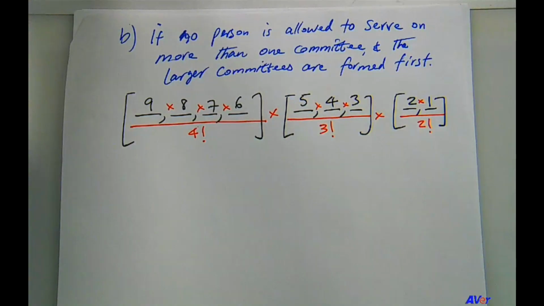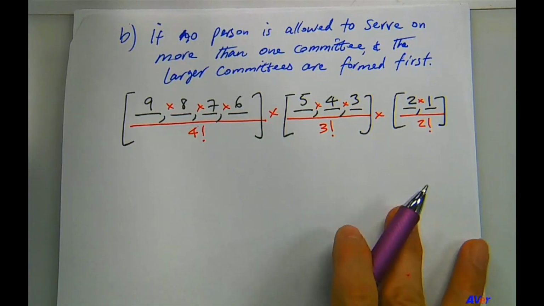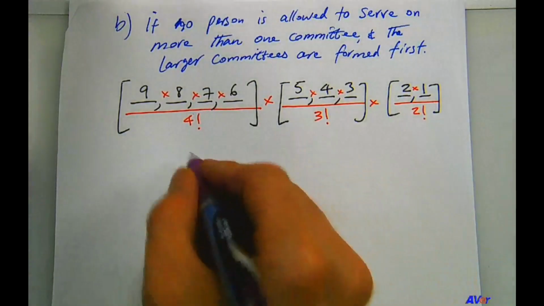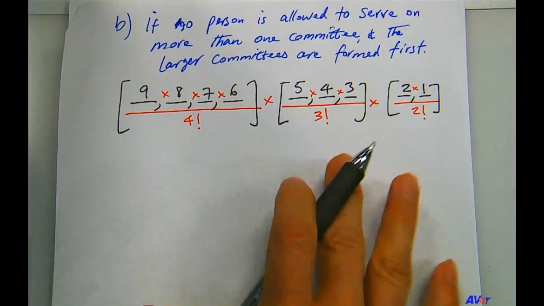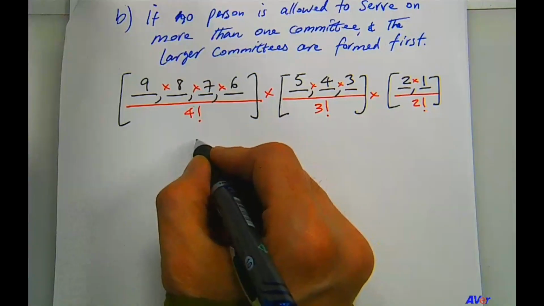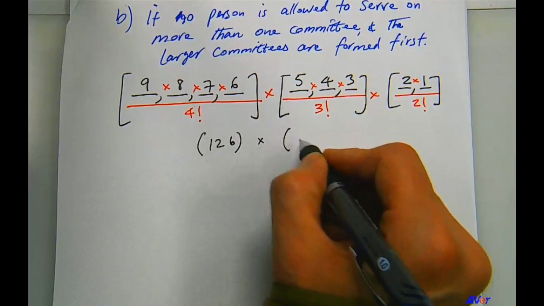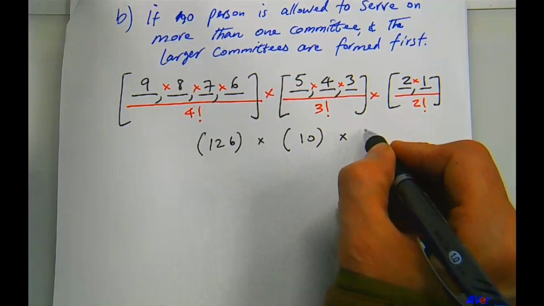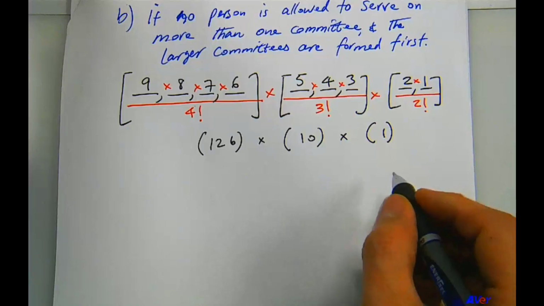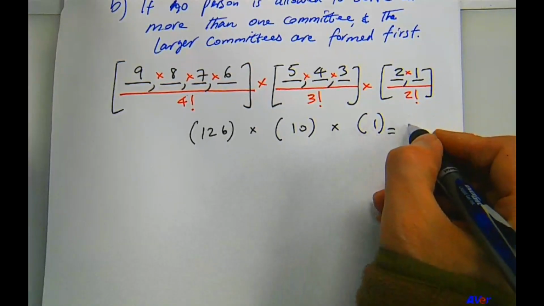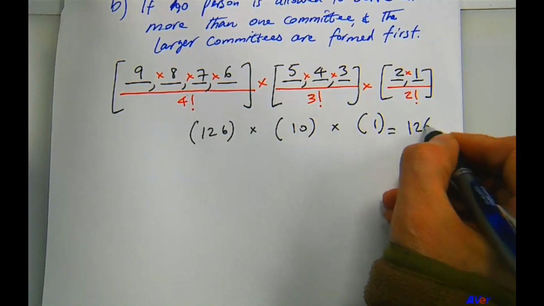In how many ways can you fill a committee of 2 people with 2 people? Just 1, right? And order doesn't matter. Okay, so after that, these are the numbers I got for this one. I have 126 times 10 times 1, right? And that's equal to 1,260.